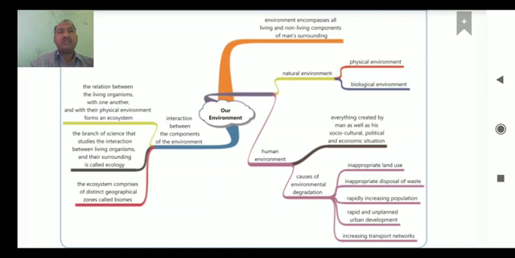Environment can be classified into two parts. First one, natural environment, and the second, human environment. Natural environment is classified into two parts. First, physical environment.